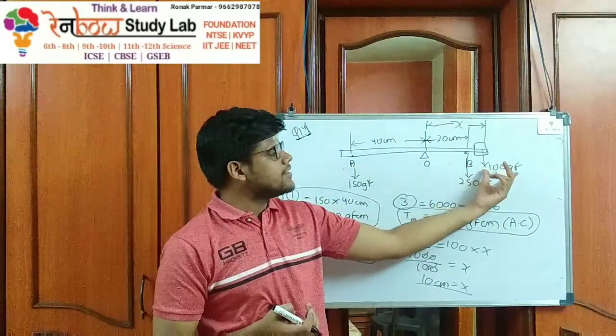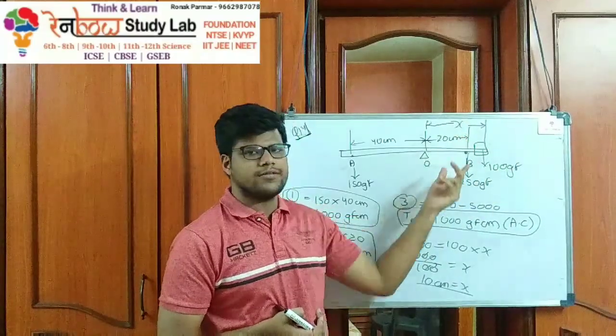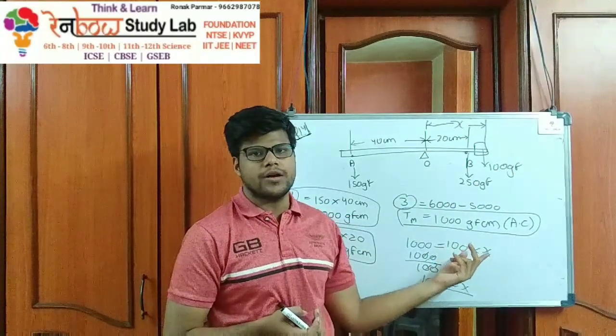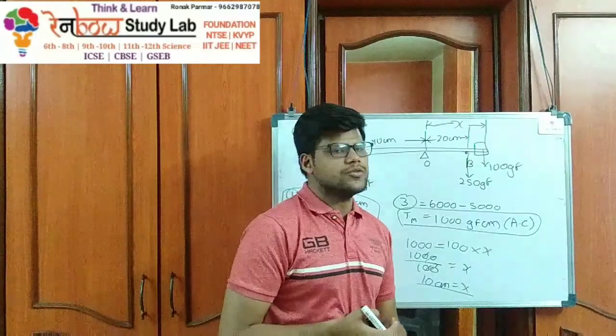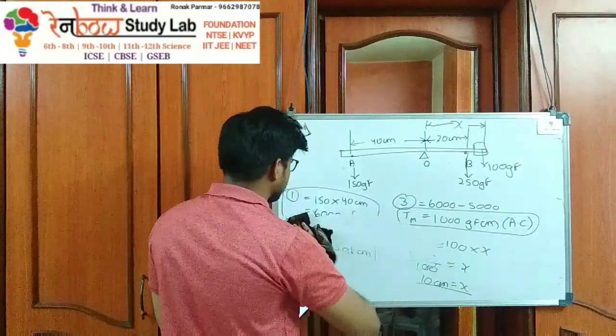For that, this 100 gf and x is provided. 100 into x must be equal to the remaining part. So it will be answering. This was question number 14. I'll move to the 15th question.